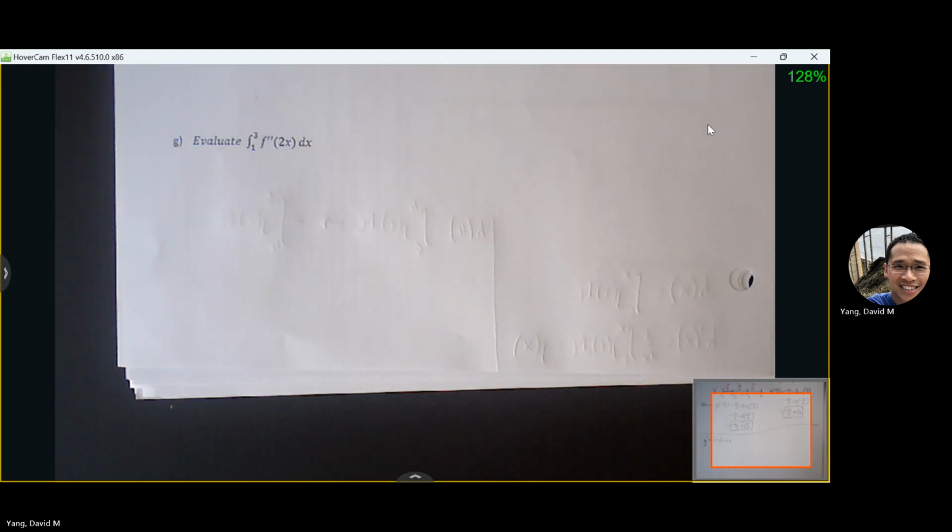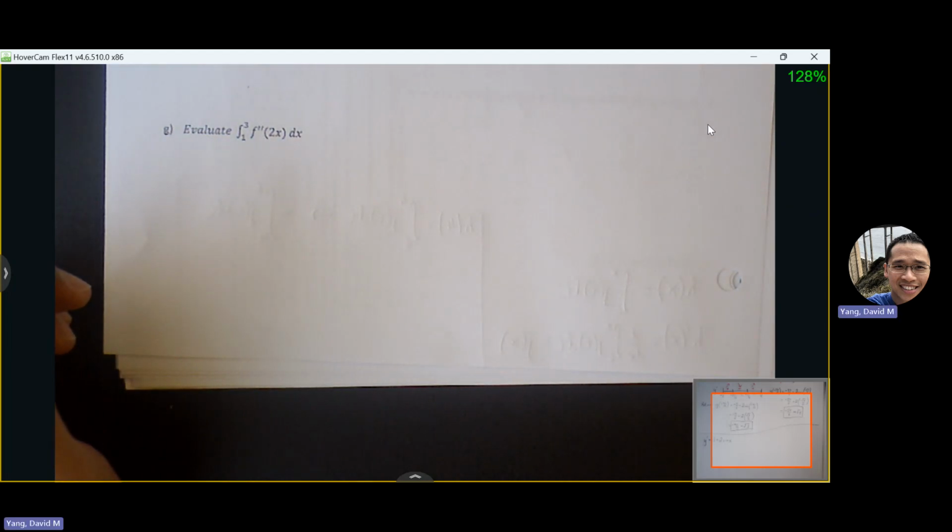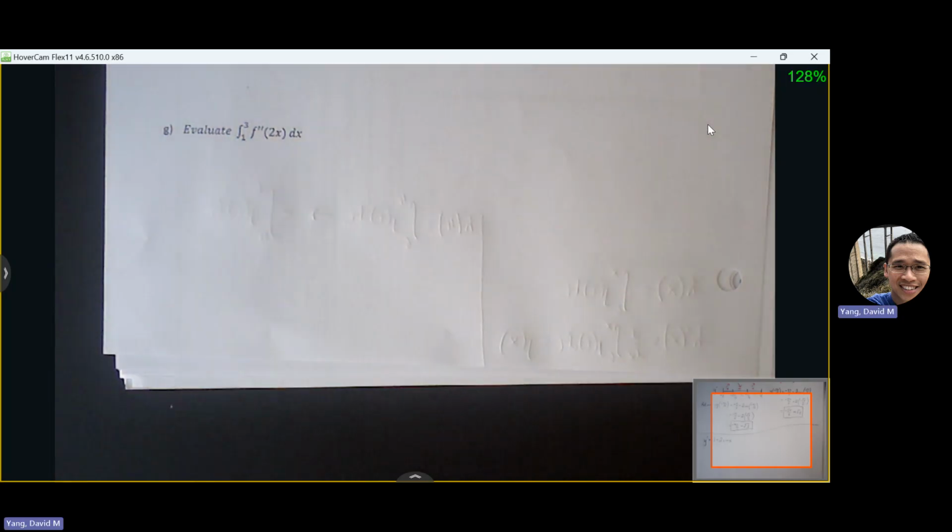Part G. The integral of f double prime of 2x. Now we see 2x inside a set of parentheses there, so we have to go through a little bit of what? Chain rule. Not chain rule, but use substitution, yeah. Let me just give another minute if anyone wants to catch up. I also have the key attached to your packet.